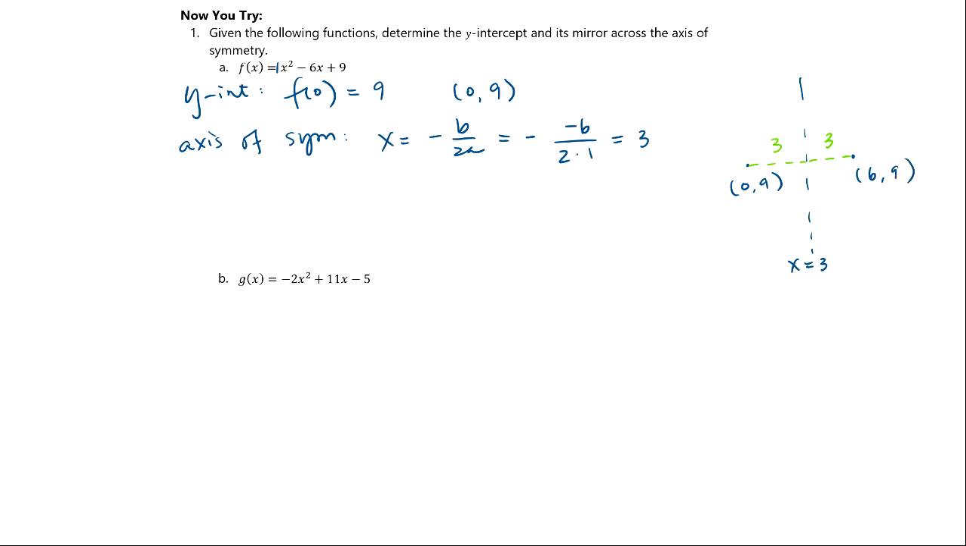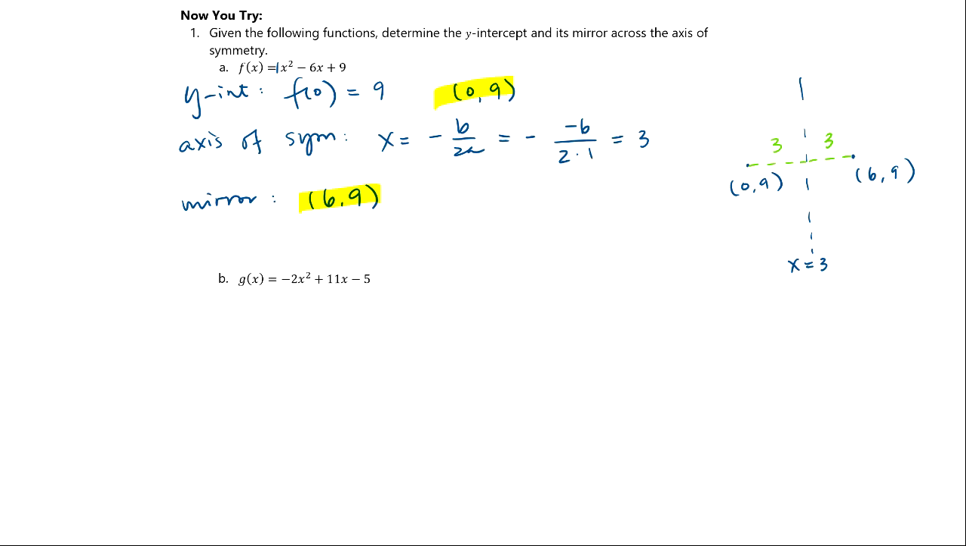Being at the same height, the y-coordinate should have the same value as the y-intercept. And therefore, for the mirror image, we get the point (6, 9). These are the two key points that we are identifying.